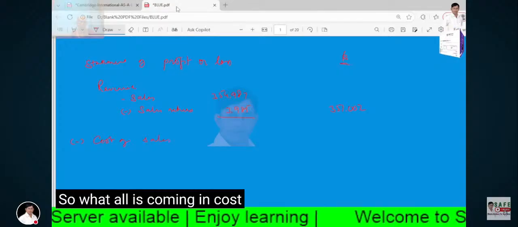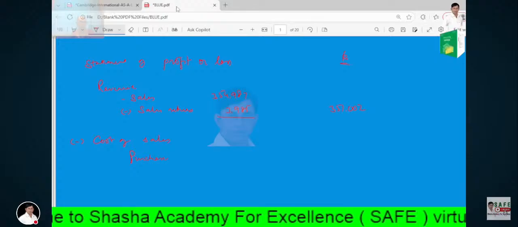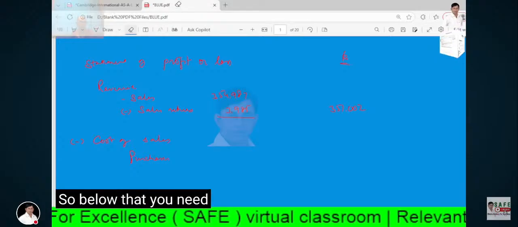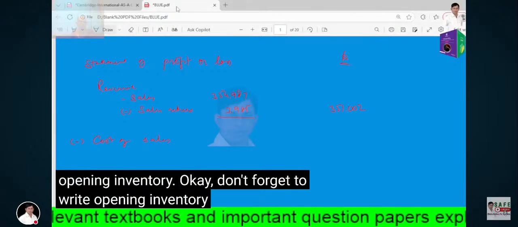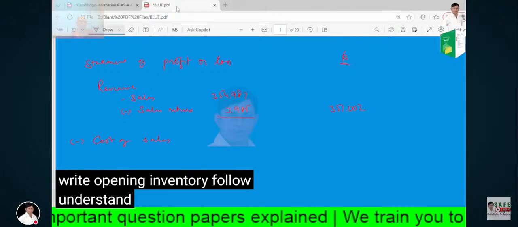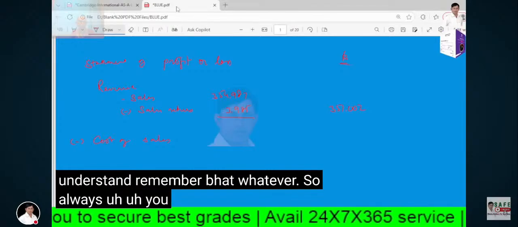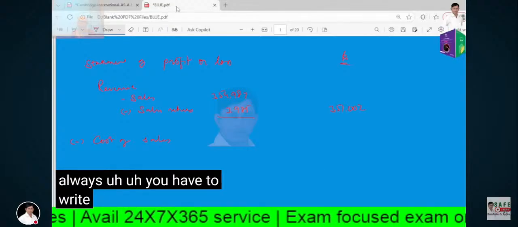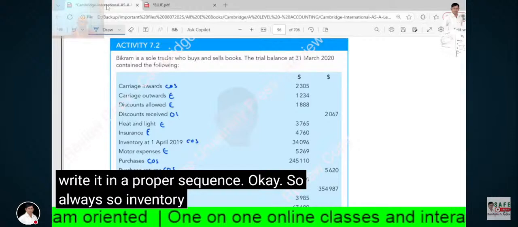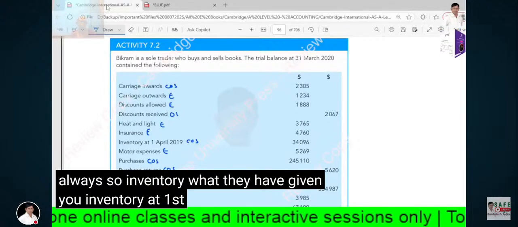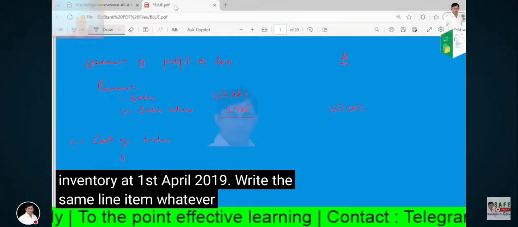What all is coming in cost of sales? Purchases. Below that, you need to write opening inventory. Don't forget to write opening inventory. Follow, understand, remember by heart, whatever. Always write it in a proper sequence. So inventory, what they have given you: inventory at 1st April 2019. Write the same line item, whatever they have written.